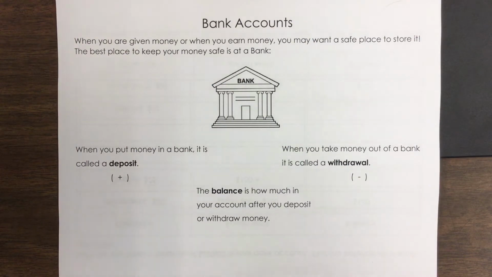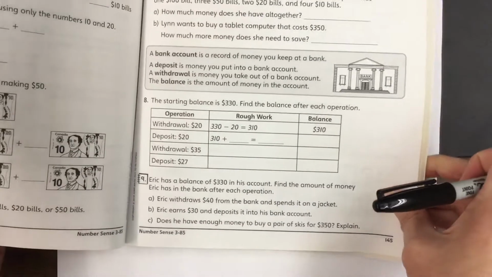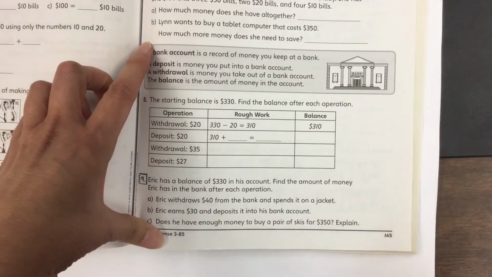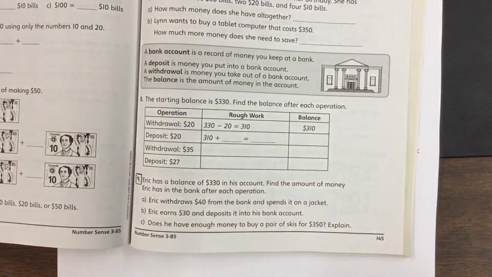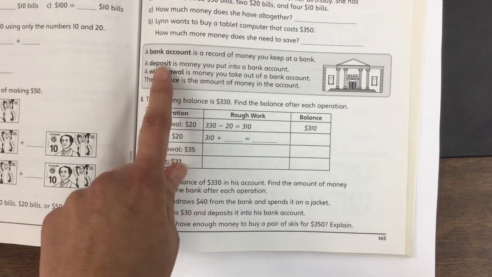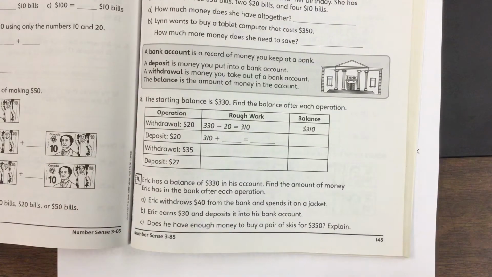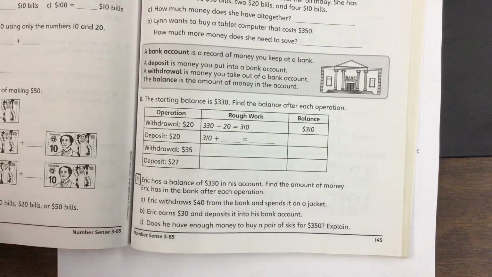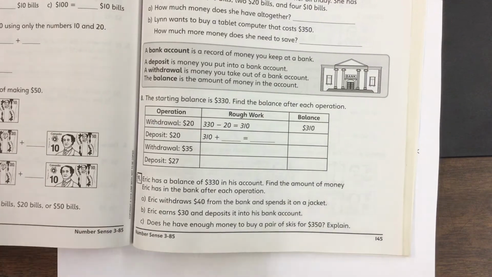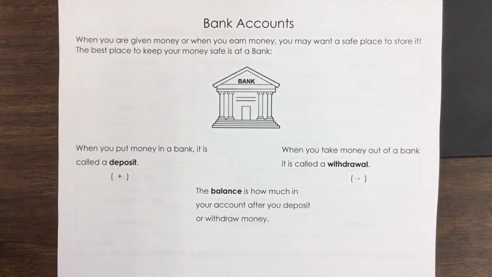In this video, we are going to talk about bank accounts. Now, if you look at page 145 of your Jump Math book, you will see a section at the bottom that looks like this. And it talks about bank accounts and something called deposits, withdrawals, and balances. So I wanted to go into that in detail with you today on my own sheets here, and then we'll come back to the book and review in a moment. Okay, let's take a look.